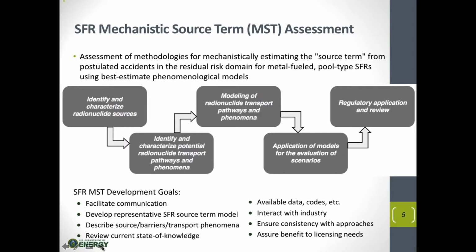This graphic shows some of the key areas that are used to develop a mechanistic source term trial calculation. The first is to identify and characterize radionuclide sources. The next is to identify and characterize the potential pathways for these radionuclides. The next is to develop models of the radionuclide transport pathways and their phenomena. We then look to apply these models and utilize them potentially for regulatory application and review.